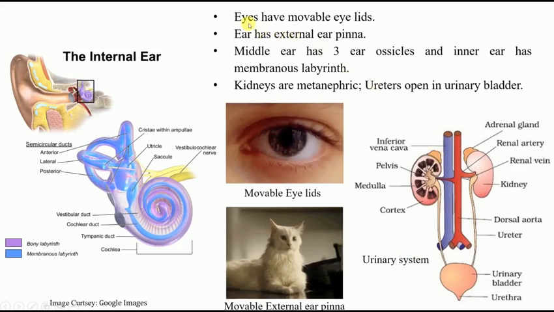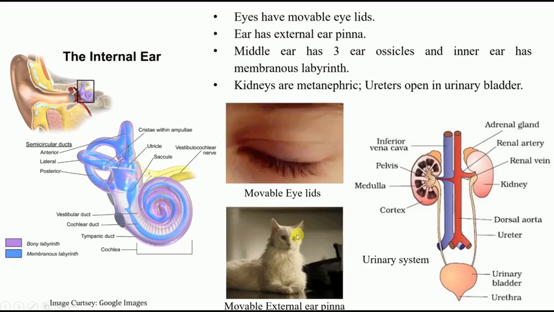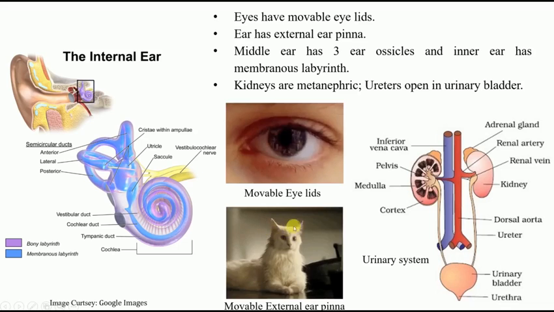Then the eyes are provided with a movable eyelid. So here you can see they are able to blink their eyes only due to the movable eyelid. So the movable eyelid is another characteristic feature. Then again, if you see the external ear pinna, it is also movable in many animals. Okay, so the middle ear has the ear ossicles, and the inner ear has a membranous labyrinth.